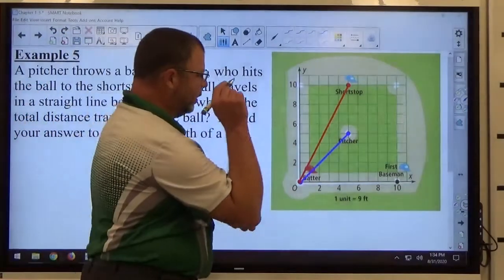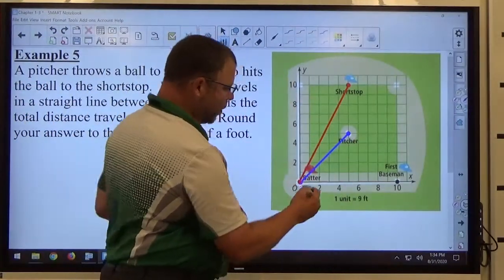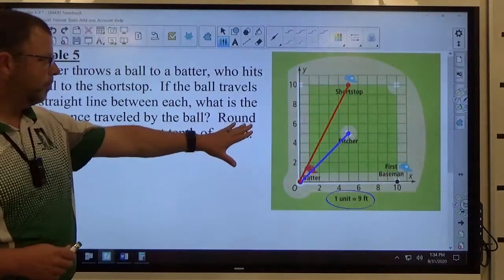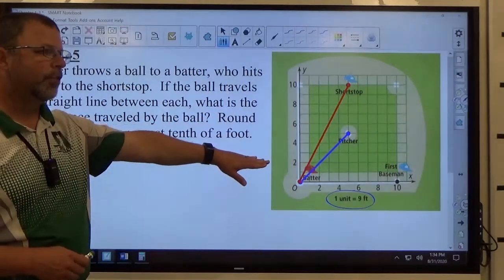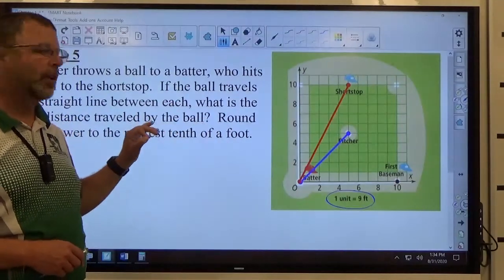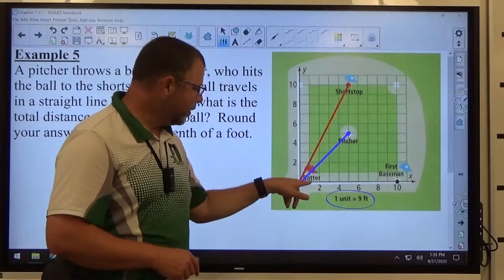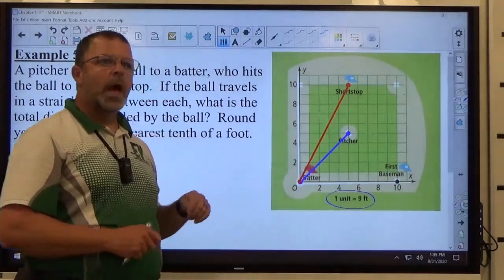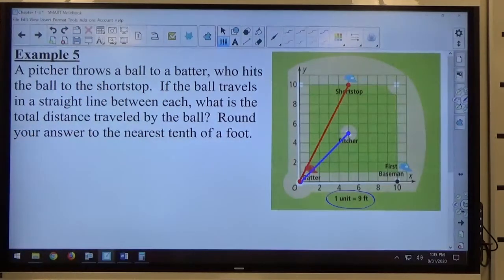So if you take a look at the graph paper here, it says 1 unit equals 9 feet. So the numbers we have on the picture don't represent how far it actually goes. From here to here is 9 feet, from here to here is 9 feet, and so on. I'm going to find an answer in units and then take my final answer times 9. Does that work for everybody?